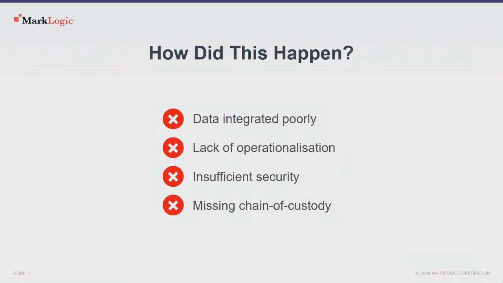Ultimately, the final piece in the chain of failure was that there was no way that they could identify how his data moved through the system and where his data was within the system and who had acted upon it, the chain of custody of his information. So those are the things we need to fix.